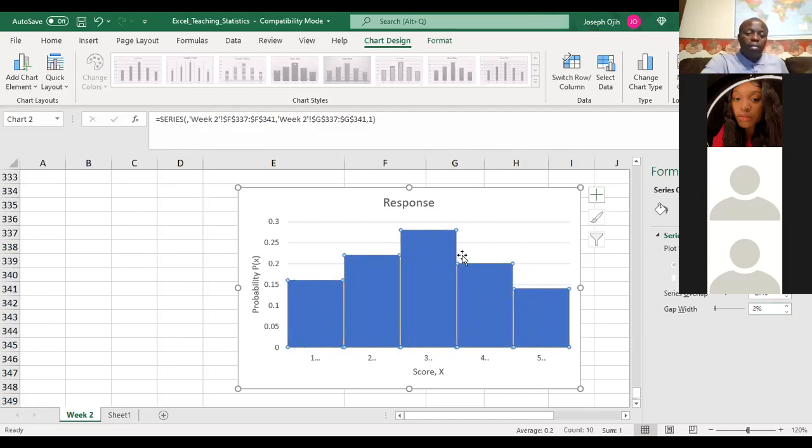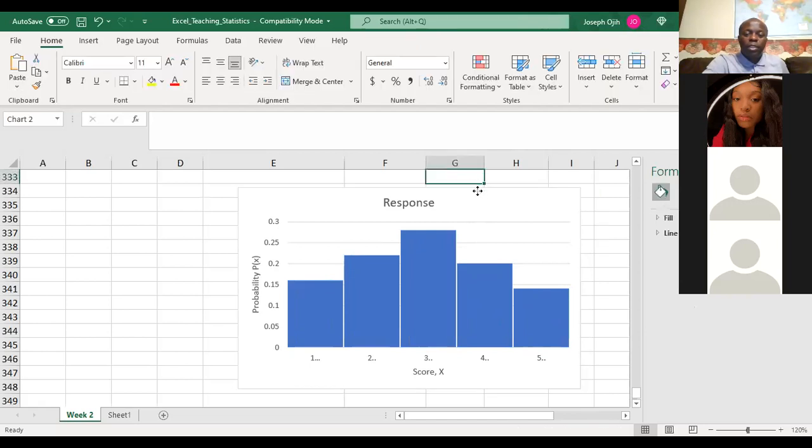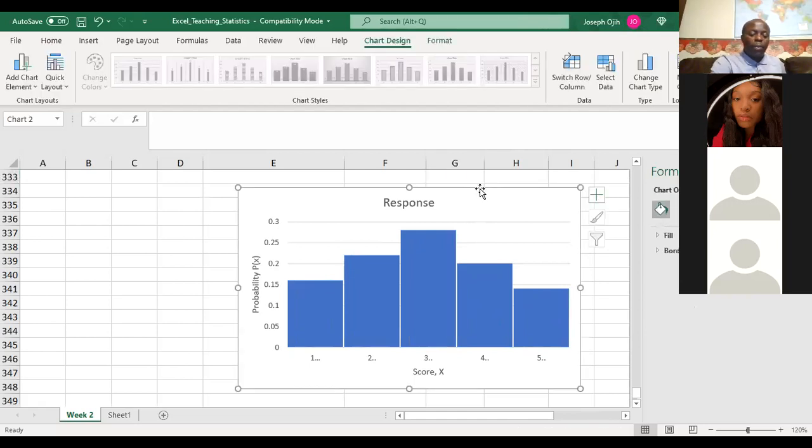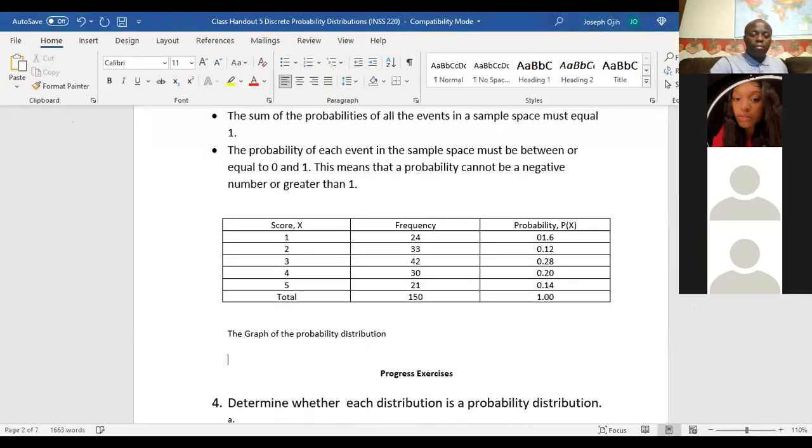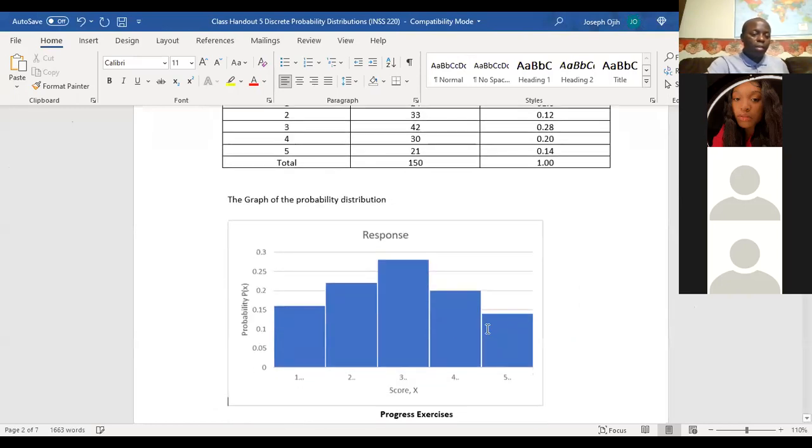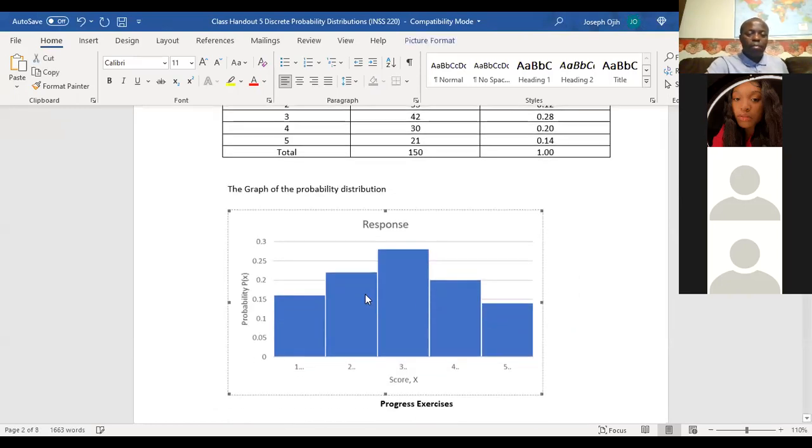This is the required graph. So once you have done the graph, especially if this is a project, you can click on it, copy it, go to your writing materials, and then paste it here. See, that's the graph right here.